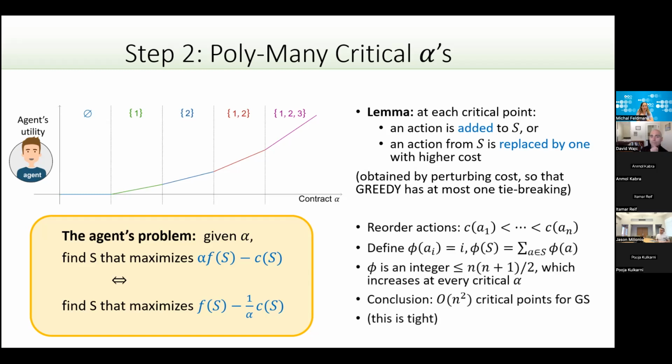Then, using a very simple potential function argument, we can conclude that we can only have at most n squared critical points for gross substitutes. And then the algorithm just follows, because we can compute the next critical alpha in polynomial time. We can compute the agent's best response in polynomial time. This is simply a demand query, and we know greedy works. And we show here, using a potential function argument and the key observation, that we can only have at most a quadratic number of critical points. Okay, so we are done for gross substitutes.